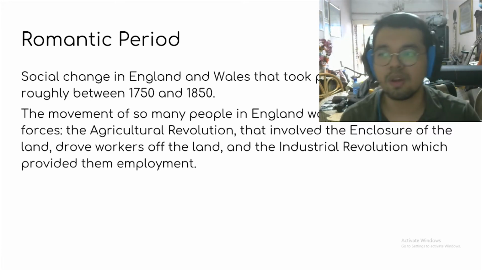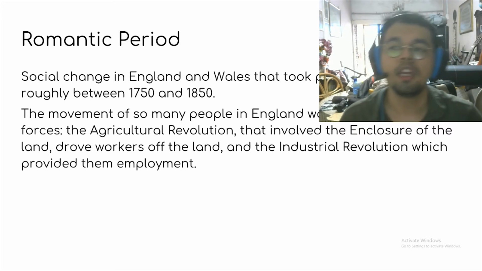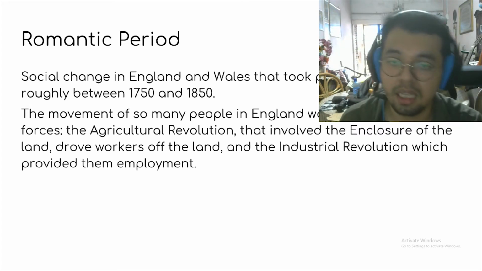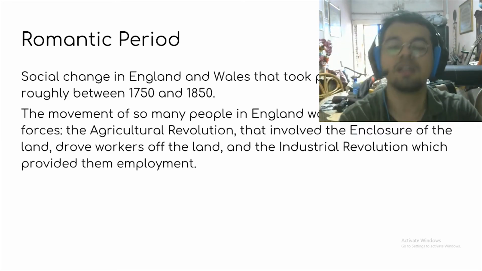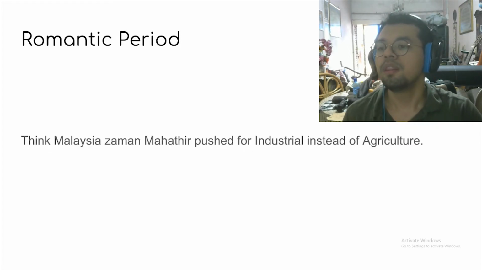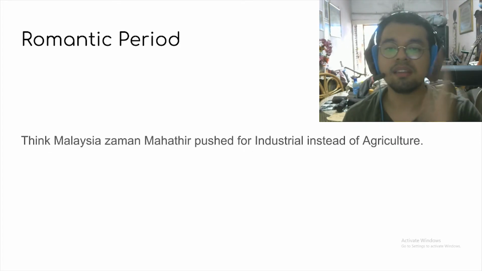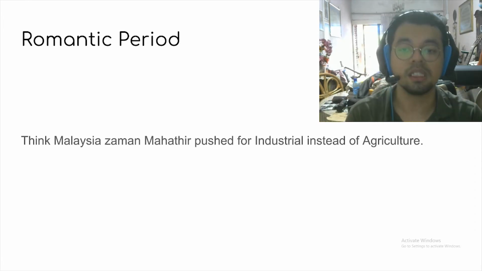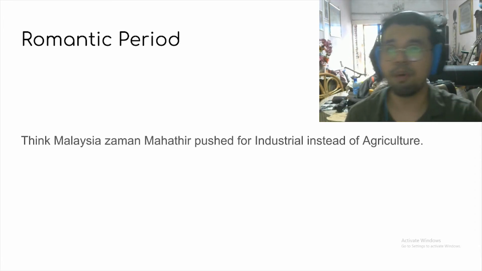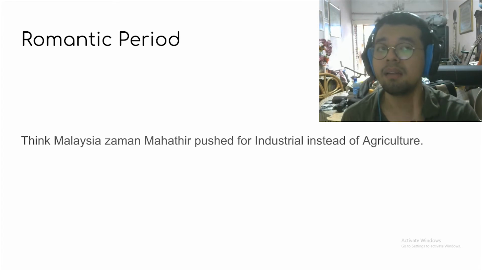So this was a response to a previous period. If you want to know more, still go Google and read on your own. That's not the point. Again, the question was asked by someone with zero interest in literature. So, think Malaysia in Mahathir's time pushed for the industrial instead of agriculture. In the past Malaysia was focused on agriculture, but Mahathir pushed for industrial to the point where University Pertanian Malaysia turned into University Putra Malaysia.